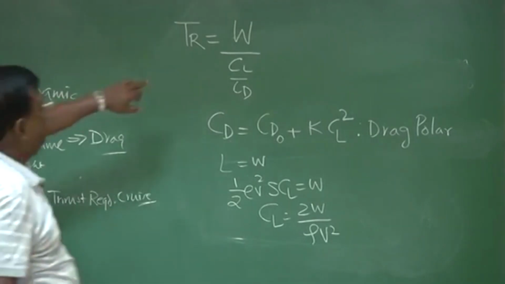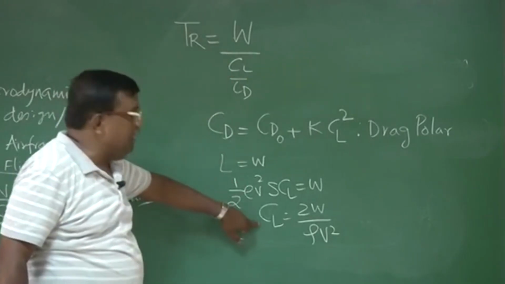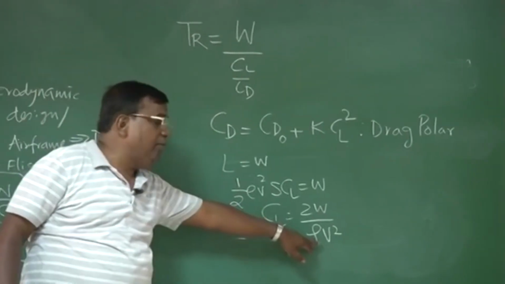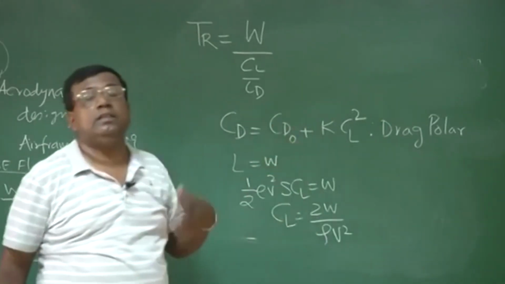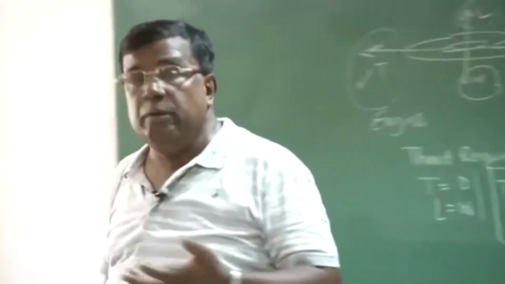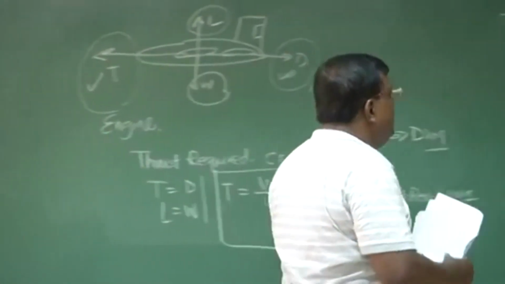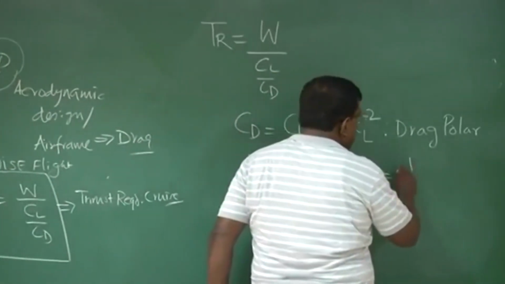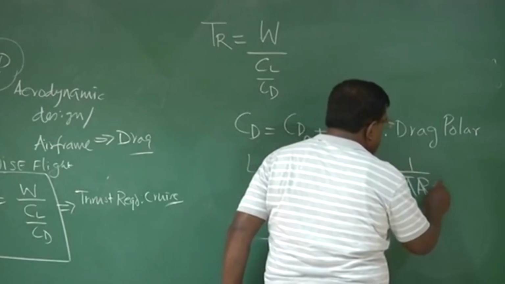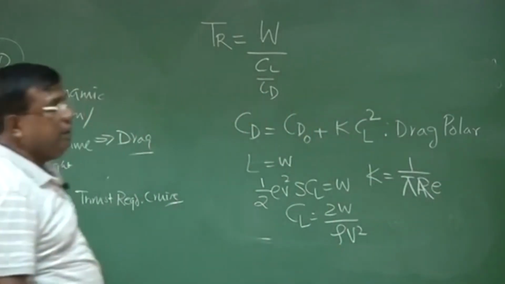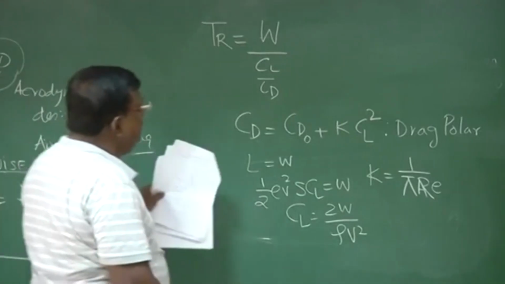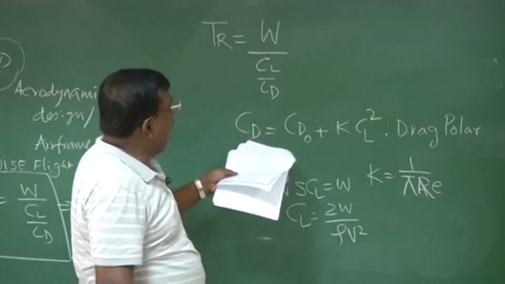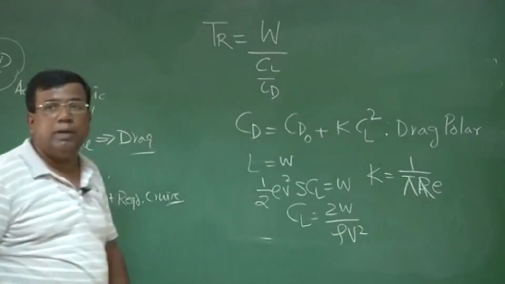So I know the weight of the airplane. I know the CL I should be flying at, because I know the speed and the altitude I will be flying at. I know the value of CD naught, because this is constant for a given airplane. And also K, you know, K is 1 by pi aspect ratio e, where e is the Oswald efficiency. It could be between 0.7 to 0.9. So all these values are known. Once I know this, for a given flight condition, I know CD, I know CL, so I can find out CL by CD, as simple as that.